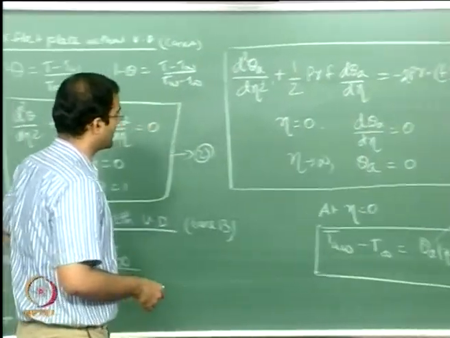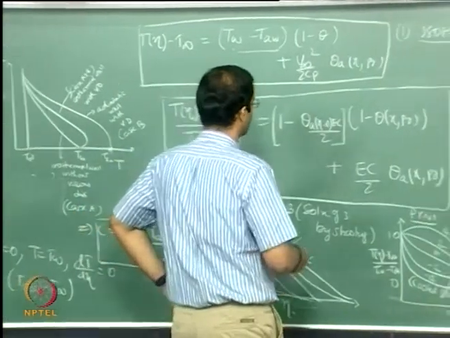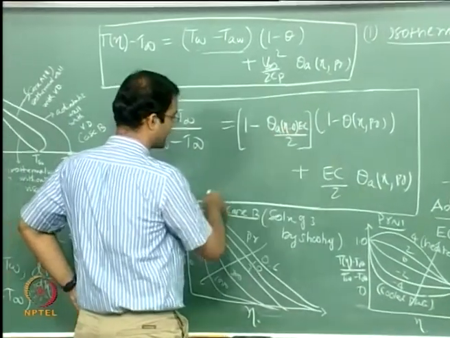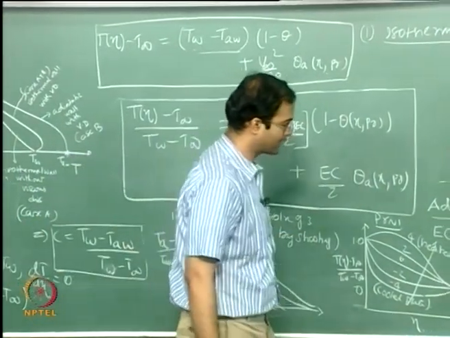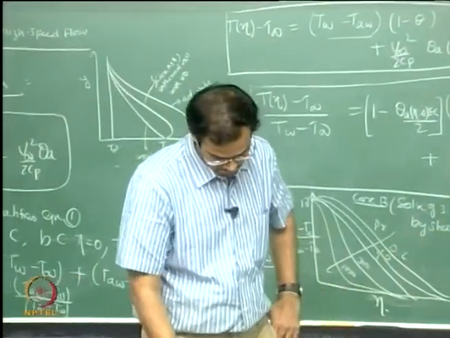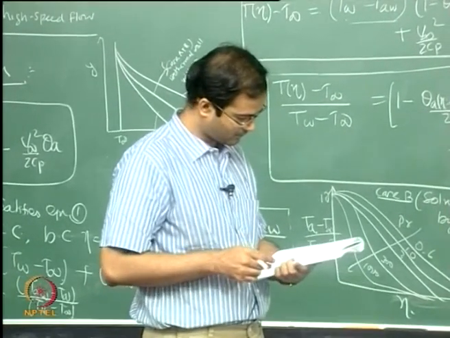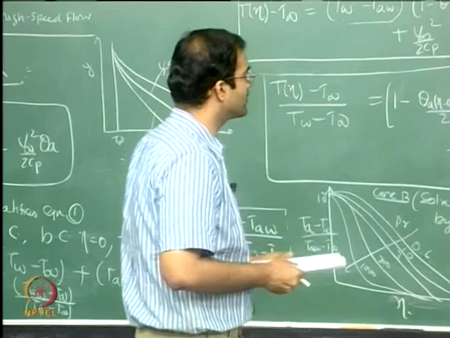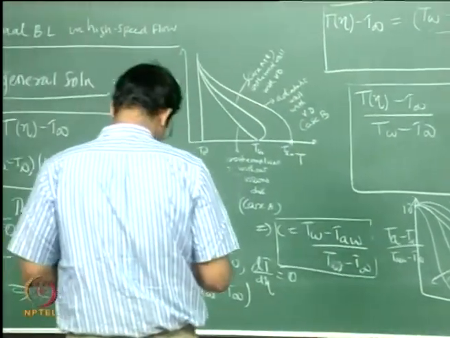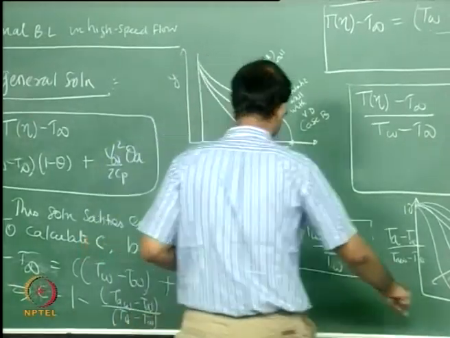So for a particular value of Eckert number you can combine these two solutions and you can get this kind of a temperature profile. So finally we are interested in the calculation of heat transfer coefficients. We will see how that can be obtained.